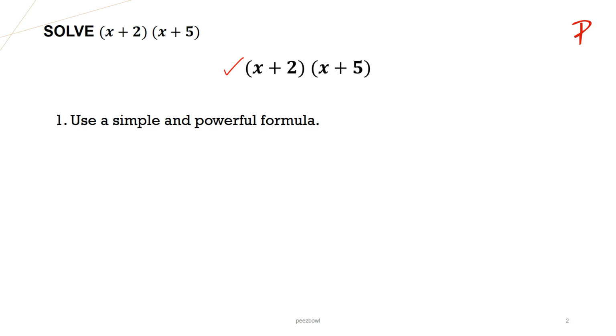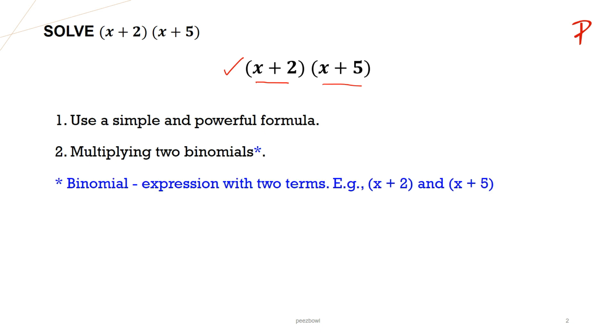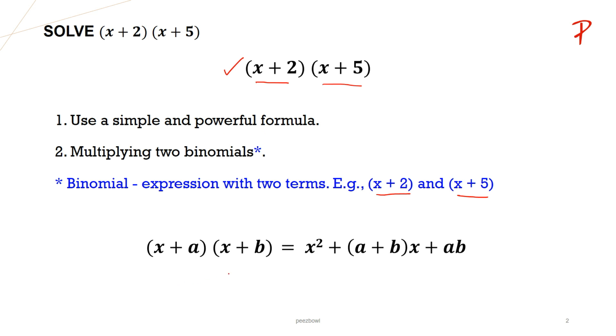Okay, let's get started. Look at this expression: (x + 2) multiplied by (x + 5). Here we are multiplying two binomials. A binomial means an expression with two terms. In this example, x + 2 and x + 5 are binomials. Now when we multiply two binomials, we can use a formula that makes the work very easy. This is the identity and I have explained it in detail in my earlier video.